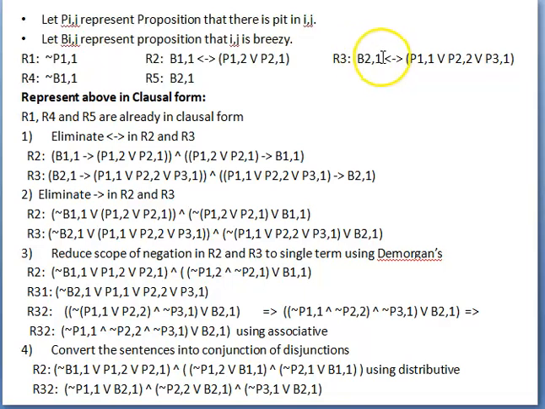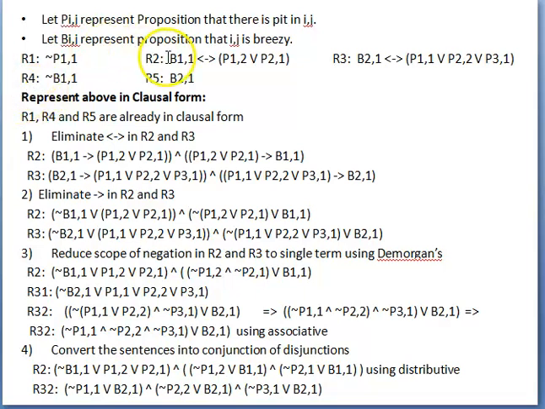Similarly, we have R3 for B21, that is cell 2,1. If it is breezy, it implies that 1,1, 2,2 or 3,1 contains a pit. And if there is a pit in 1,1 or 2,2 or 3,1, then 2,1 is going to be breezy. Then it is given to us that the cell 1,1 is not breezy, and that the cell 2,1 is breezy.